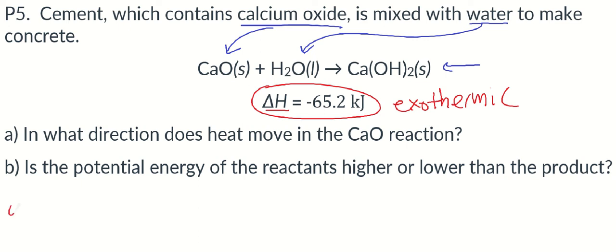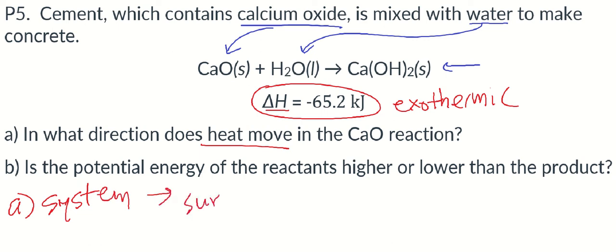All right, so in answer A, what direction is the heat flow? It's going from the system, which is the reaction, into the surroundings, wherever this is happening. Some out in the air, maybe into the ground, from the system to the surroundings. This reaction is exothermic. All right, let's move on to part B.